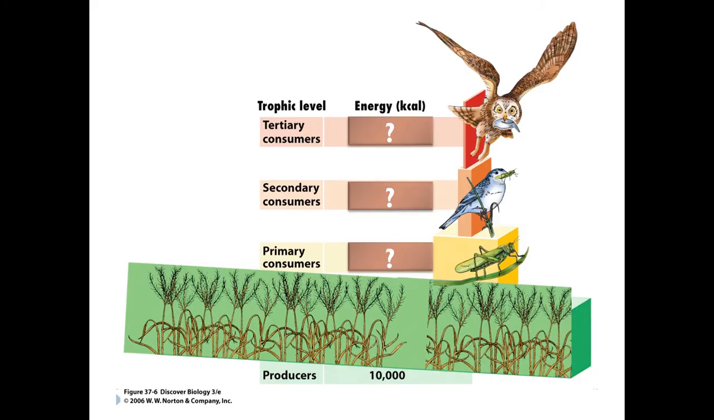So if I have an ecosystem here and the producers contain about 10,000 kilocalories of energy, if only 10% of the energy gets transferred to primary consumers, how much energy is available at the primary consumer level? Hopefully you came up with 1,000. So if we have 1,000 kilocalories at the primary consumer level, how many get transferred up to the secondary consumers? And that's 100 kilocalories. And then finally, how much energy is going to be available to the tertiary consumers? And we get only 10 kilocalories.